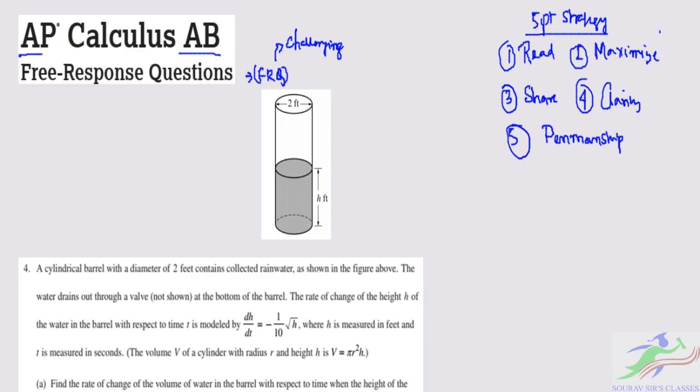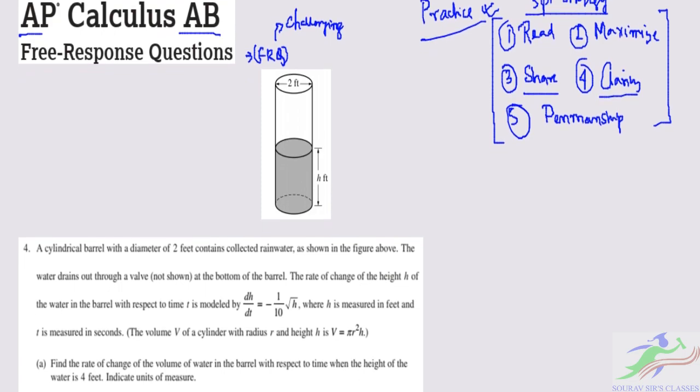If you follow this 5-point strategy, along with a lot of practice, you will gain these skills in clarity and conciseness and in sharing your thought process. If you combine these things with your practice, it will be easy for you to get high marks in this particular section of FRQ. So let us move to question 4.